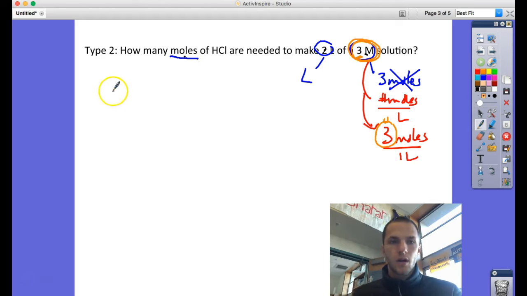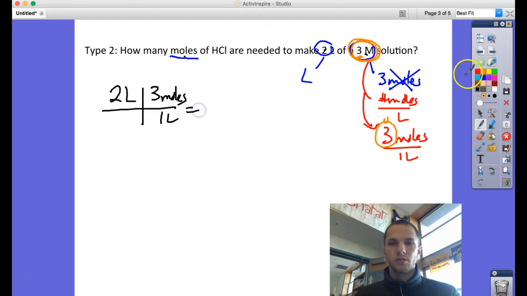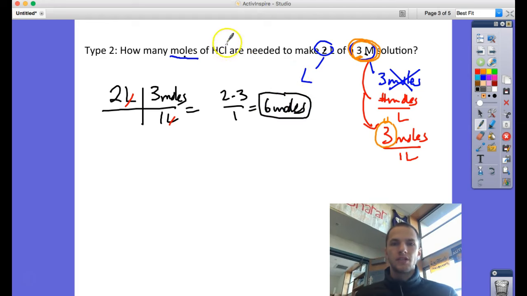We could say, okay, in order to make 2 liters of a 3 moles per 1 liter solution, I can set the problem up like this, cancel out my liters, and I'm left with 2 times 3 over 1, which would mean that I need 6 moles of HCl solute.